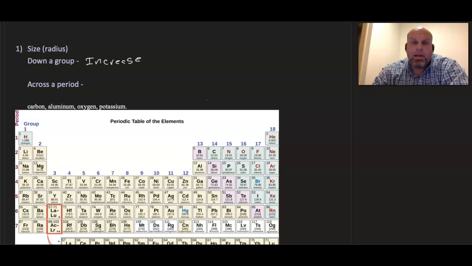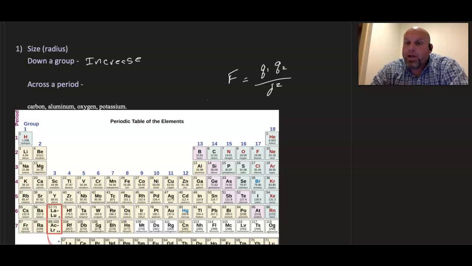Across a period isn't quite as simple as down a group, and I'm actually going to reference Coulomb's law here to help us understand what happens as I move across a period. If you recall, the basic setup of Coulomb's law is that the force of attraction or repulsion is based on the charge of the two objects over the distance squared.